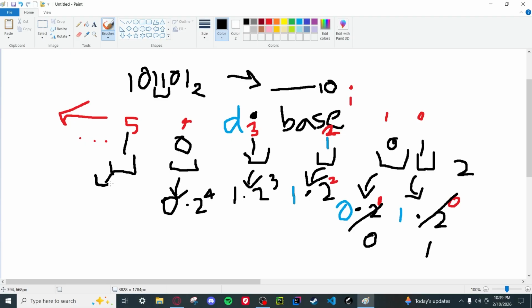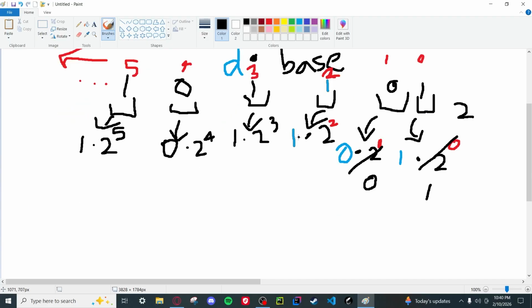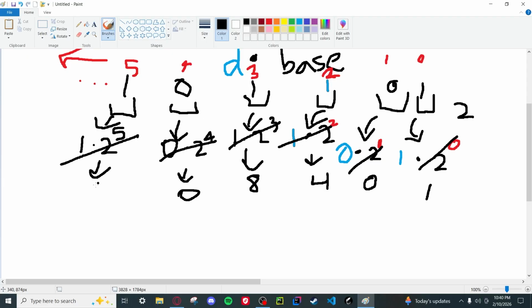And what is this going to be? I'll let you pause and tell me what it's going to be. It's going to be 1 times 2 to the fifth power. So this simplifies down to 4. This simplifies down to 8. This simplifies to 0. And this simplifies to 32.